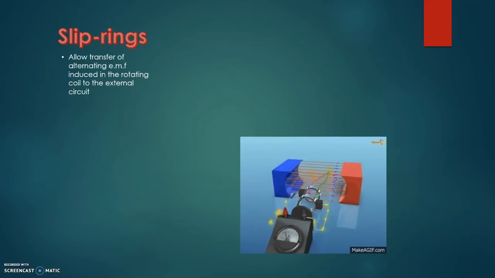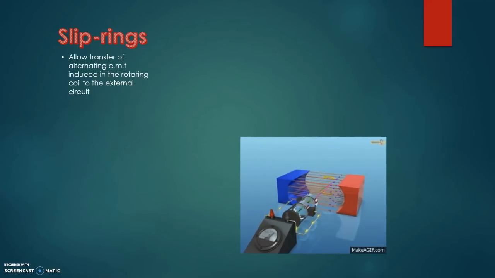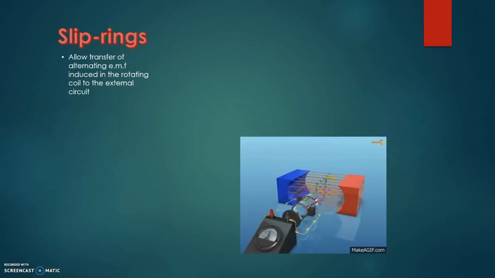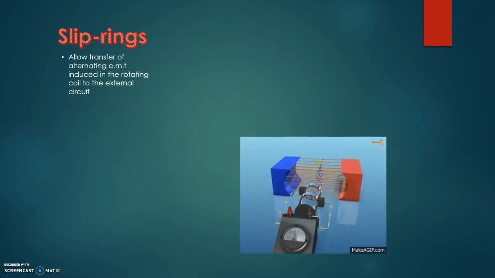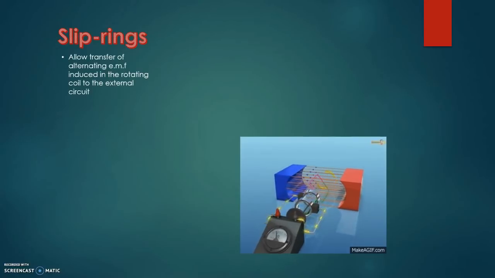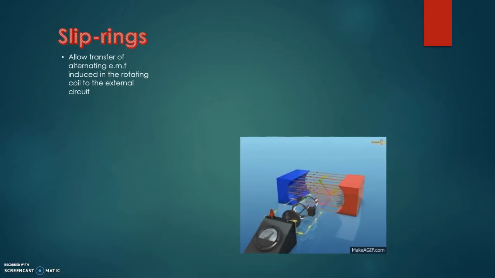Each ring is connected to one end of the coil wire and is electrically connected to the external circuit via the conductive carbon brushes. You should also take note of the fact that one of the differences between an AC generator and a DC motor is that a DC motor uses a split ring commutator, which reverses the current direction in the coil every half turn and allows the coil to always turn in the clockwise direction.